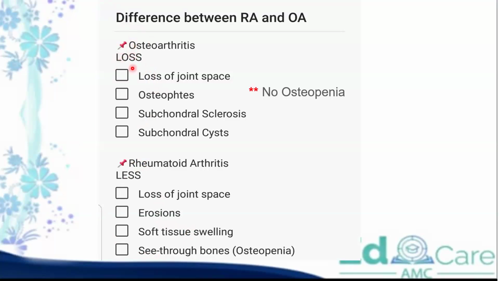Osteoarthritis, LOSS: loss of joint space, that is narrowing of the joints in osteoarthritis. Osteophytes, these are those bony protrusions or spurs they were talking about in the ACR guidelines. Subchondral sclerosis, I'll show you in pictures so it's easy to remember. Subchondral cysts. And if you notice, I've highlighted no osteopenia, because it's important for your MCQs.